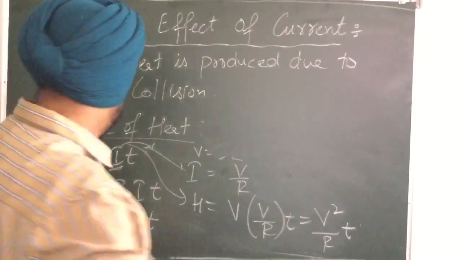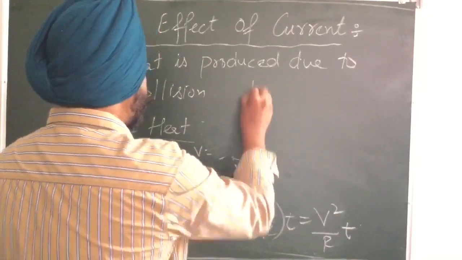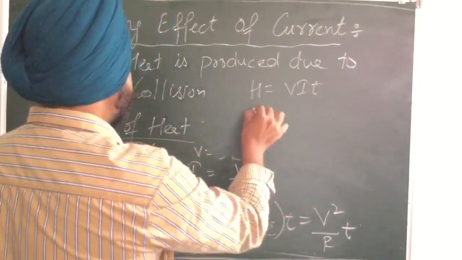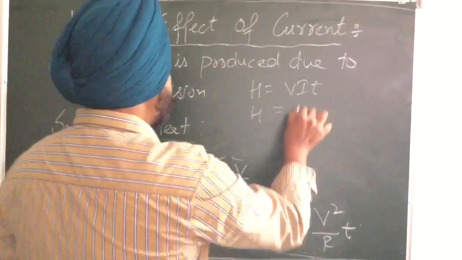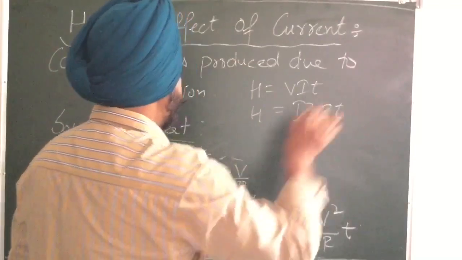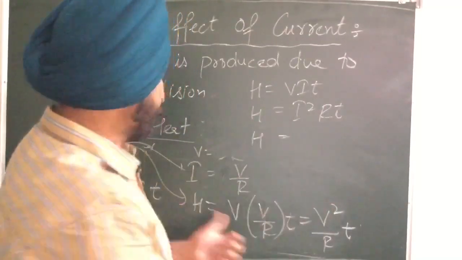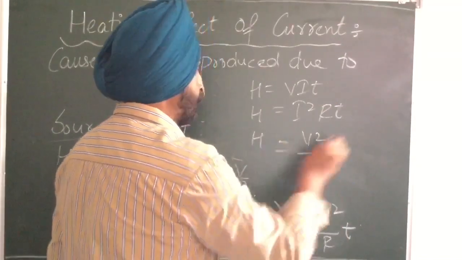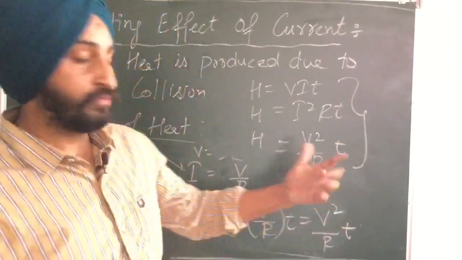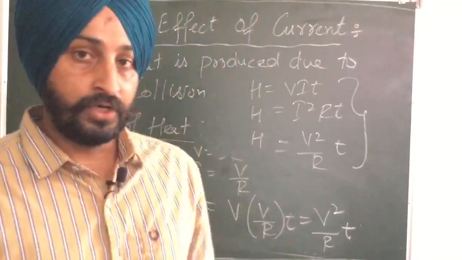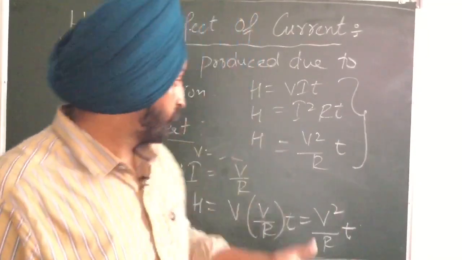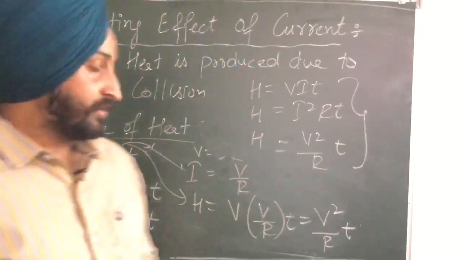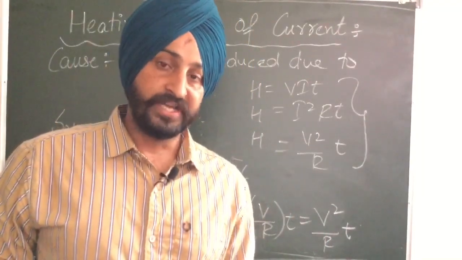So the formulas that we have got are: heat is equal to VIT. Another is heat is equal to I square RT. Similarly, you can write heat is equal to V square by R into T. You can use these formulas to solve the numericals according to the given situation. Any of these formulas can be used. So these are the formulas for heat produced.